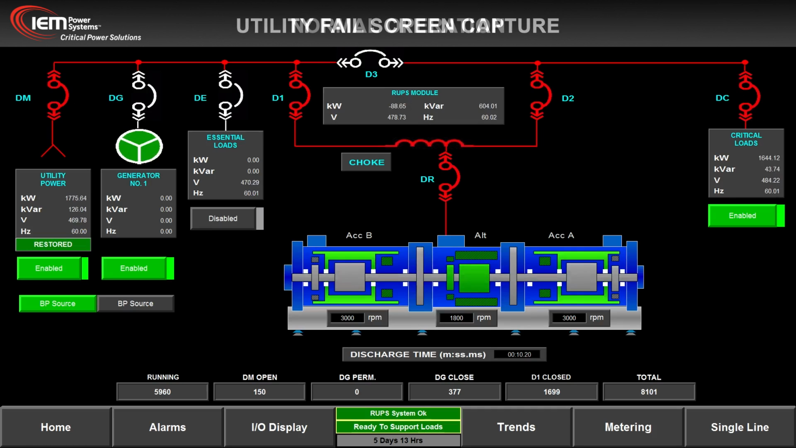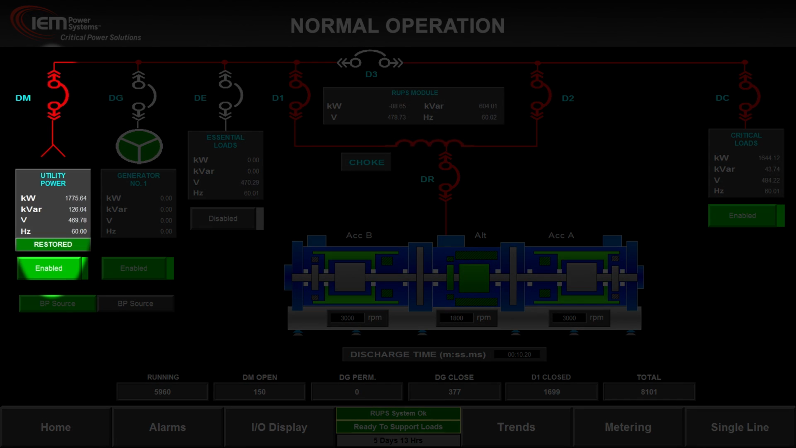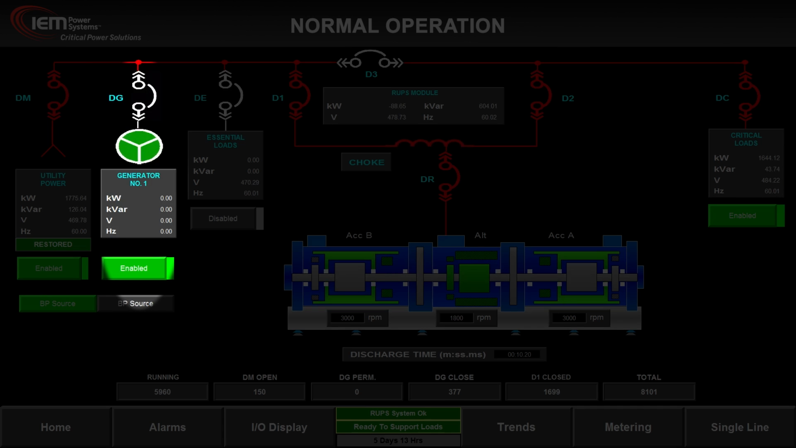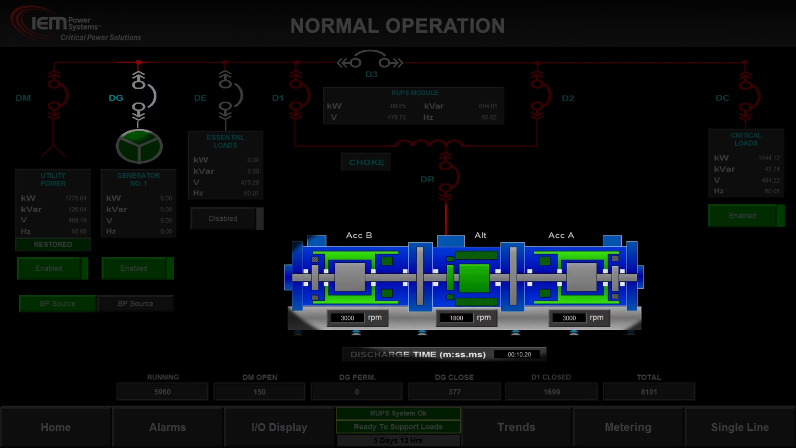critical loads. Normal operation. At the opening of the screen capture, the system is running in normal operation. Note that breaker DM is closed, utility power is present and supplies the critical load. The generator is enabled but not operating. Breaker DG is open. The Rotoblock is fully charged at 3000 RPM and has 10.2 seconds of available discharge based on the current critical load. It is ready to act as a UPS.